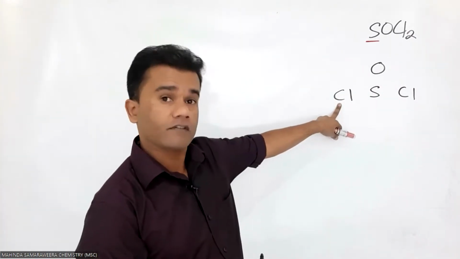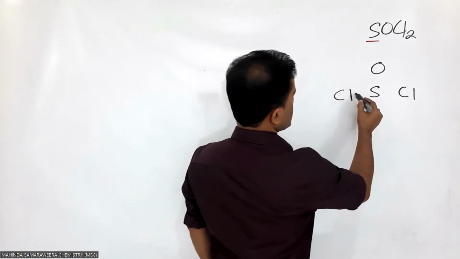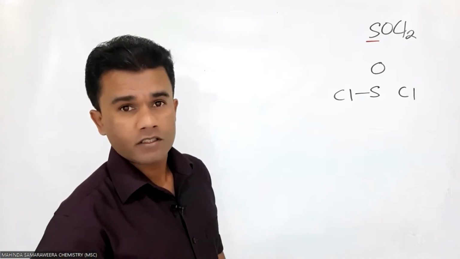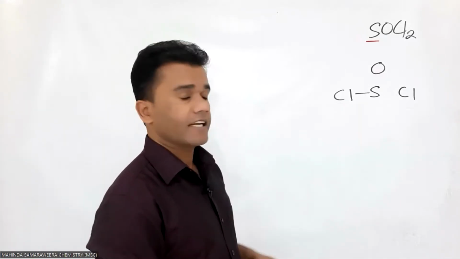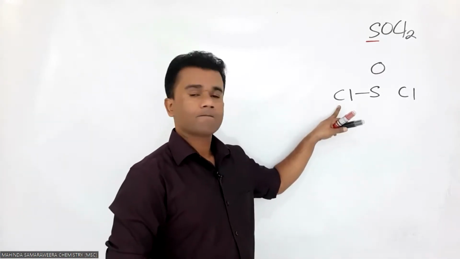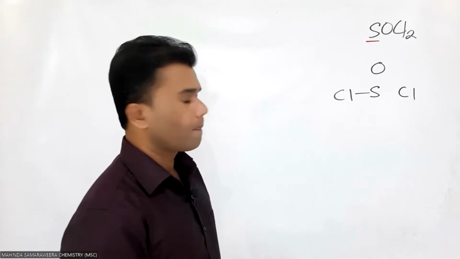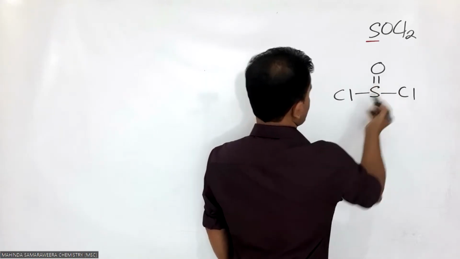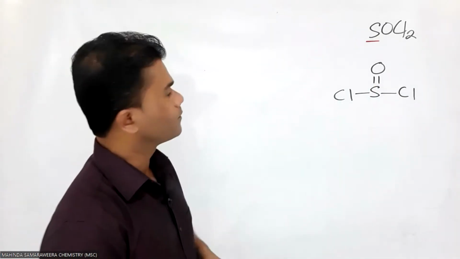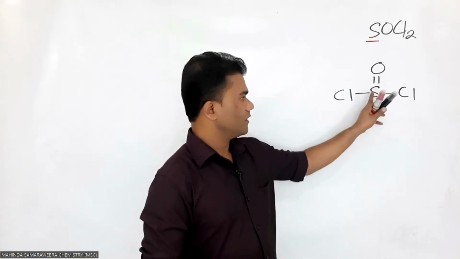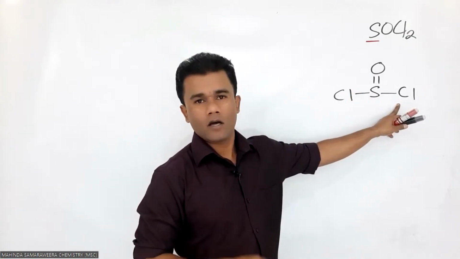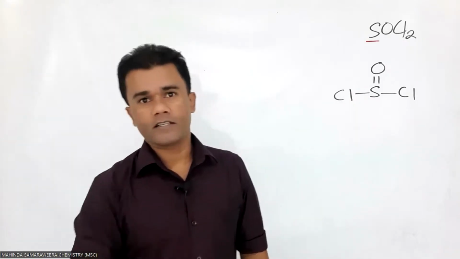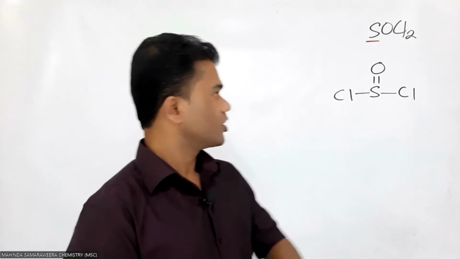Chlorine is group 17, which means valency 1. It can be 1, 3, 5, 7; all the valencies are possible. But in this particular case, chlorine is a terminal atom. Since it's terminal, it should be valency 1, so a single bond here. Oxygen has a double bond, valency 2. But there's no need to focus on the terminal atoms. We always pay attention to the central atom to decide hybridization, shape, and everything.